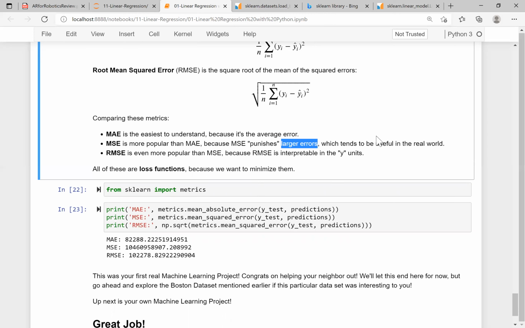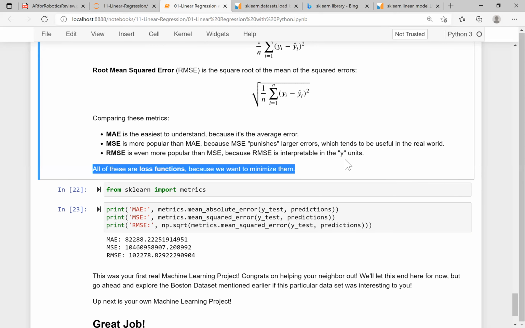Which tends to be useful in the real world. And RMSE is even more popular because RMSE is interpretable in the Y unit. Mean squared error will give me dollar square. The error in the prediction is 500,000 square dollars, right? But when I root it, it's easier to understand: for predicting the prices, the error is $15,000, right? We can relate to it. If all of you make your own models, then maybe we can compare whose model is best, and how, and why.